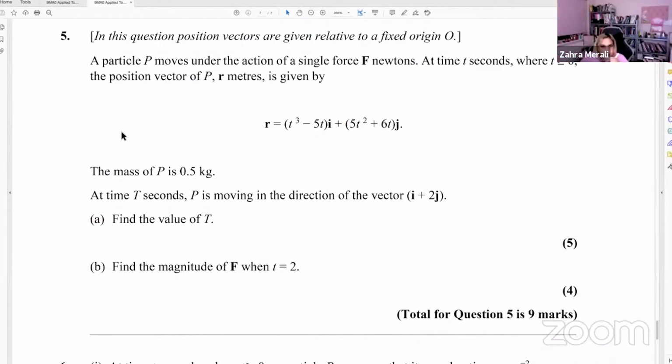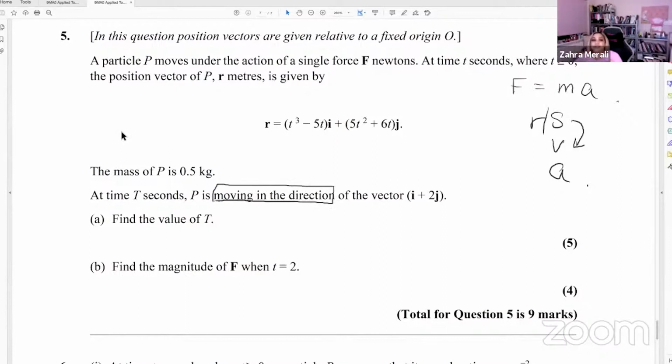At time t, P is moving in the direction of the vector i plus 2j, and the mass is 0.5. So we know F equals ma. Actually, we don't need that just yet. And we know r, the position vector. So we're first going to find the value of t, because moving in the direction implies velocity.